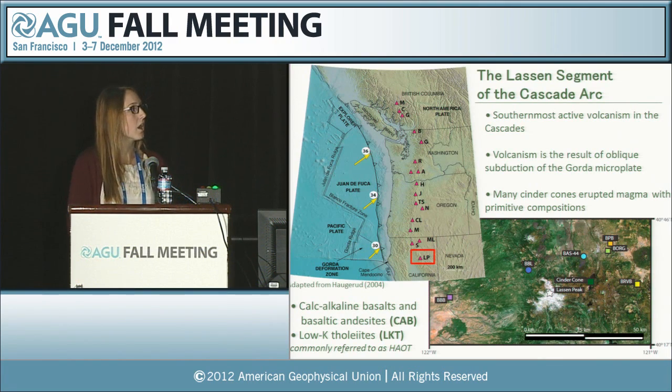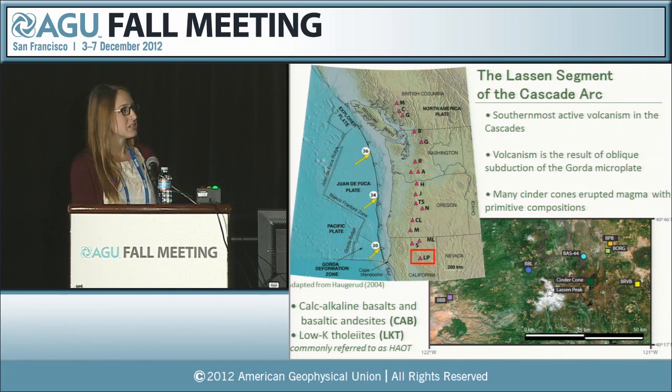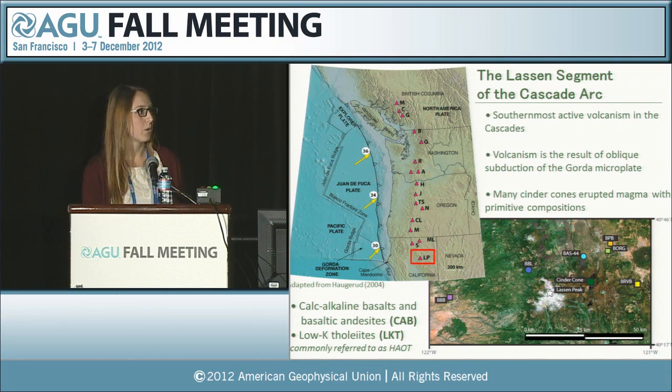So the Lassen segment of the arc is the southernmost active volcanism in the Cascades, with Lassen Peak erupting just about 100 years ago in 1915. Volcanism is the result of subduction of the Gorda microplate here, and fortunately for us, there are many cinder cones which have erupted primitive magmas, as primitive magmas can tell us a lot more about the mantle processes rather than crustal processes. These magma types are dominated by calc-alkaline basalts, which I will call CABs, and low-K tholeiites, or LKTs, which are also commonly referred to as HEOTs in the Lassen region.